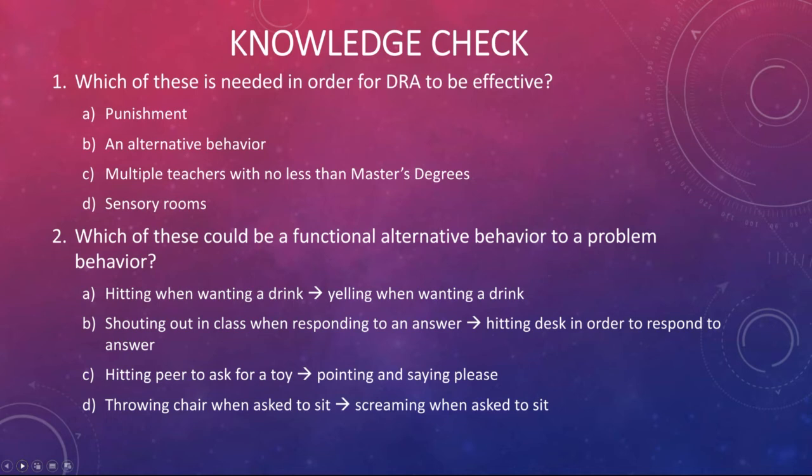The answer for number 1 is B, an alternative behavior. And the answer for number 2 is C, hitting peer to ask for a toy. And the rewarded behavior, or the positive behavior, is pointing and saying please.